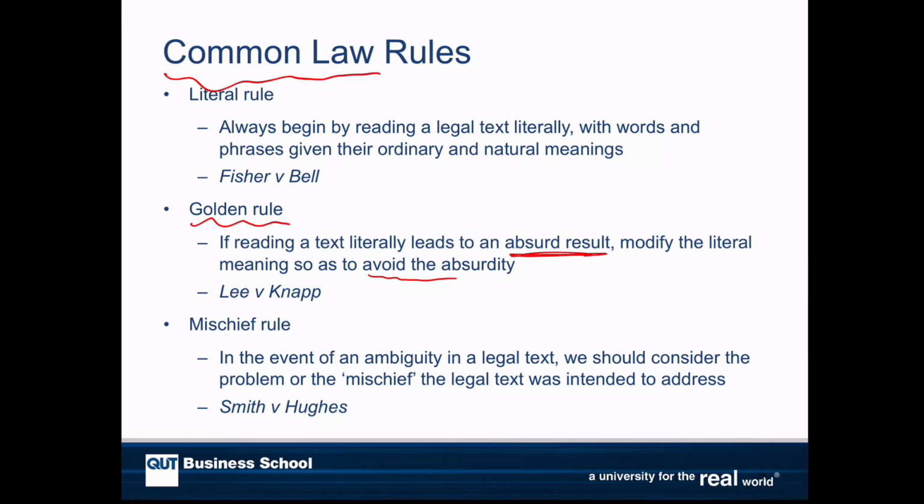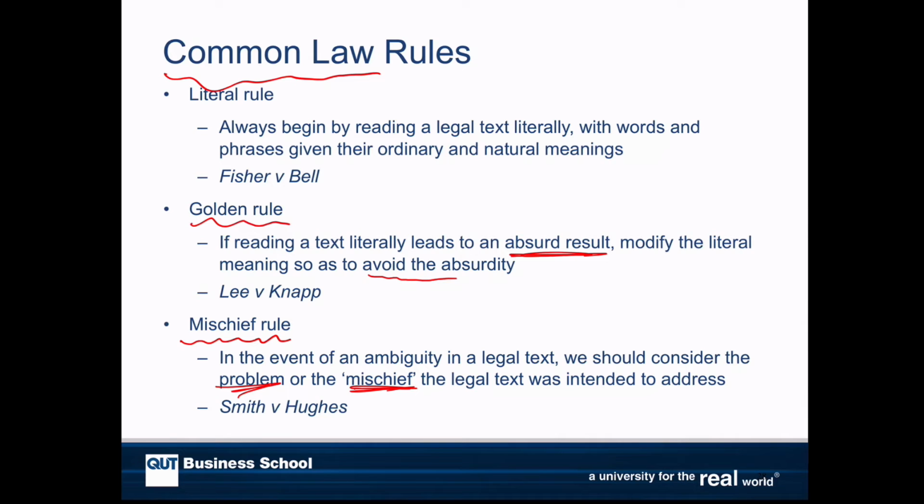The third rule then extends this kind of idea of an absurdity even further to the mischief rule. And it says, look, if there's any ambiguity in a legal text, we should consider the problem or the mischief the legal text was intended to address. The mischief rule. So Smith and Hughes is an example of the mischief rule, where under the Street Offences Act, it was a crime for prostitutes to loiter or solicit in the street for the purposes of prostitution.